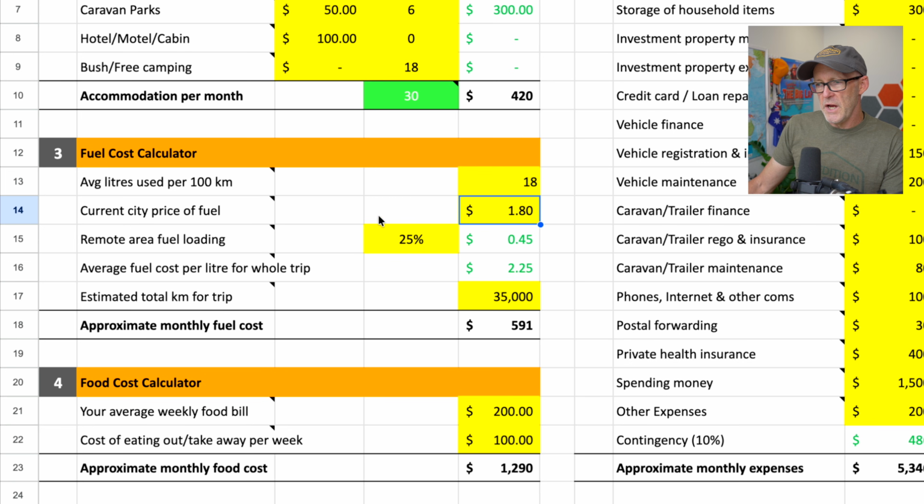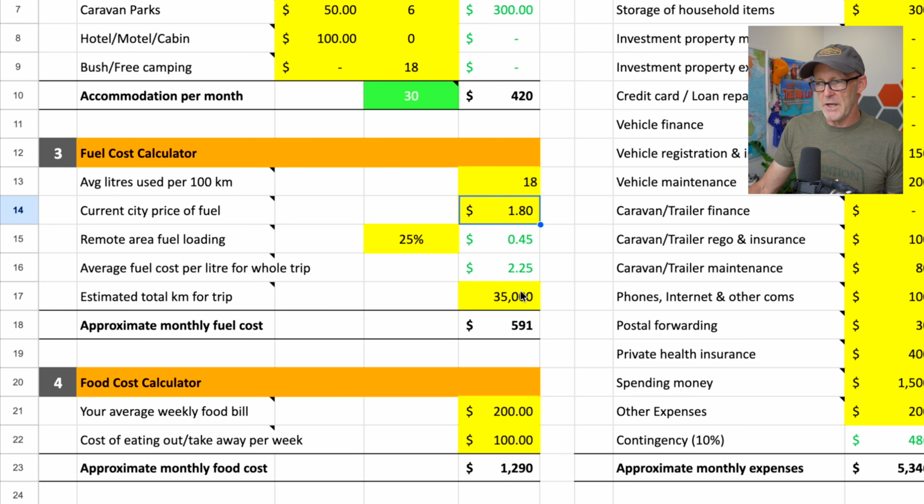And we've got this remote area fuel loading. That's because obviously fuel is more expensive in remote areas, and so we need to put some sort of loading in for that. So I put it at 25%. In other words, I'm saying that 25% of the fuel that you buy is going to be in remote areas at a higher price. So we've added 25% to the fuel price, giving an average cost per litre for the whole trip of $2.25.